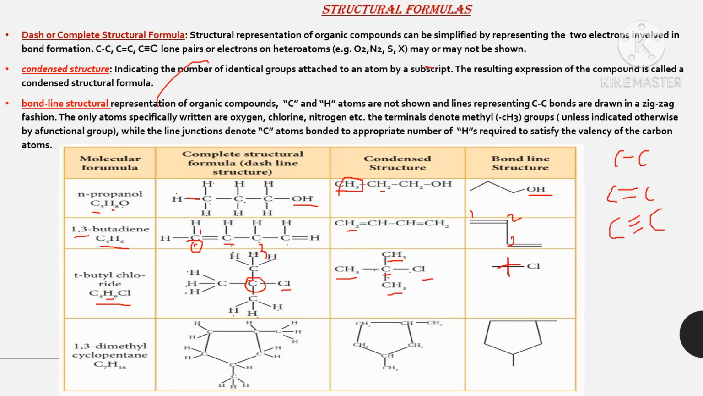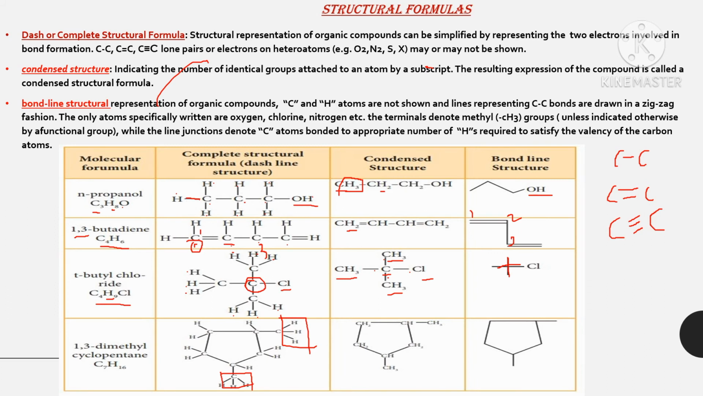1,3 dimethyl means first carbon and third carbon having methyl groups, and cyclopentane. Cyclo means it is a pentane in a cyclic form, and the formula is C7H16. So here the carbons and hydrogens are represented through a single dash, and it is in cyclic form, and the first and third carbons have methyl groups. So this is the methyl group, and here also one more methyl group.